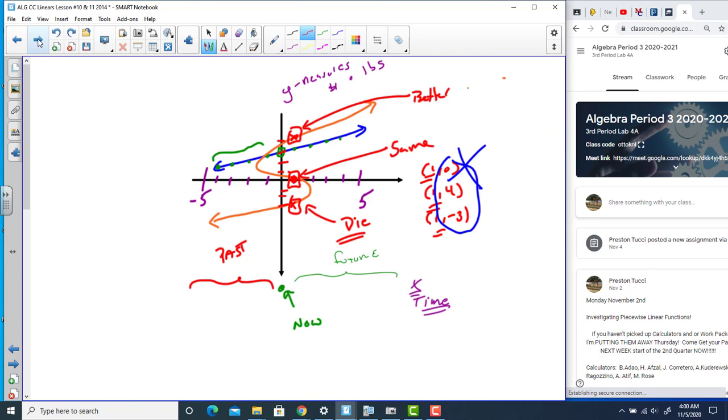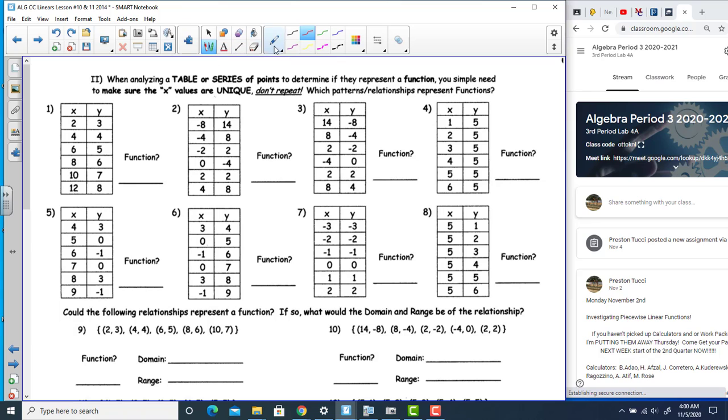When you go to the back of the worksheet, it's actually even simpler if it shows up as a table of values, because in a table of values, to identify if the points that we could plot and make a pattern out of, make some relationship, whether it's a line or something else, are a function, you simply have to make sure the x values are unique and that they do not repeat. And to do that, you just take your eye and scan down the x values and make sure there's no repeat. 2, 4, 6, 8, 10, 12. There's no repeat. That is a function.